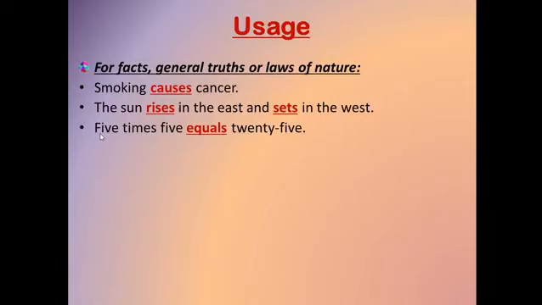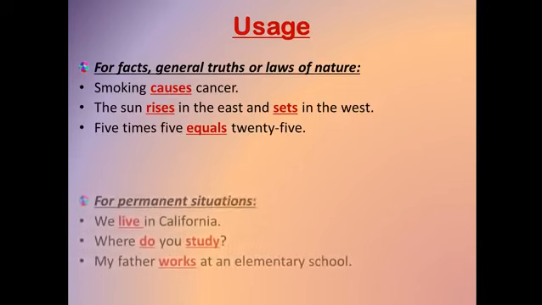Okay, the third example, 5 times 5 equals 25. So this is also a fact or a general truth. 5 times 5 can never equal, for example, 30. Okay, so again, we use the present simple for facts, general truths, or laws of nature, which are things that are always there, they never change, and we all know about them.